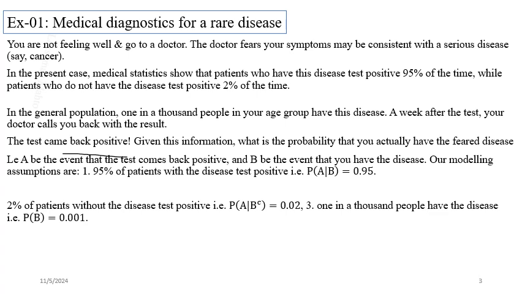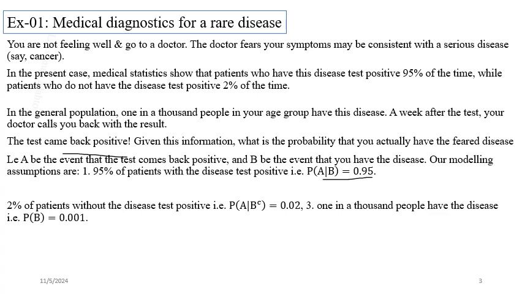So let A be the event that the test comes positive and B be the event that you have the disease. You can call A for positive, and the disease event B, D for disease, something like that, for better suitability. Our modeling assumption says that 95% of patients with the disease test positive. What does it mean? Probability of being positive given that having the disease, what is that? 0.95. This is the information given.